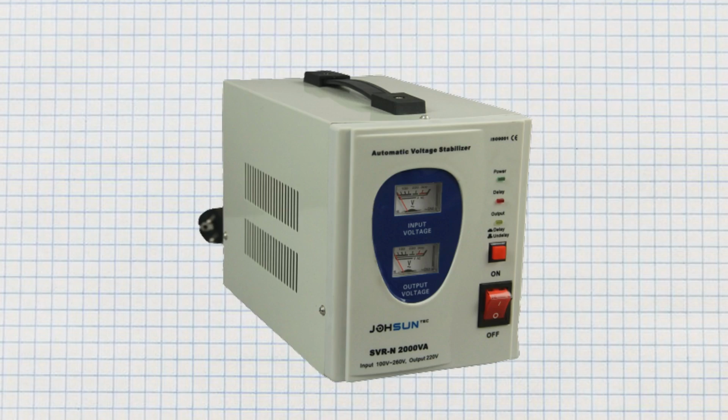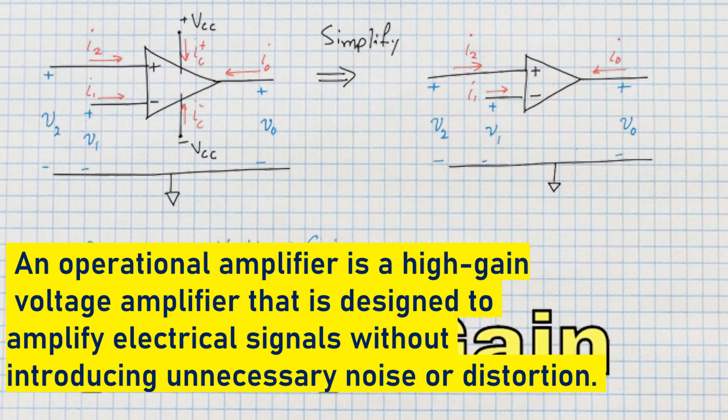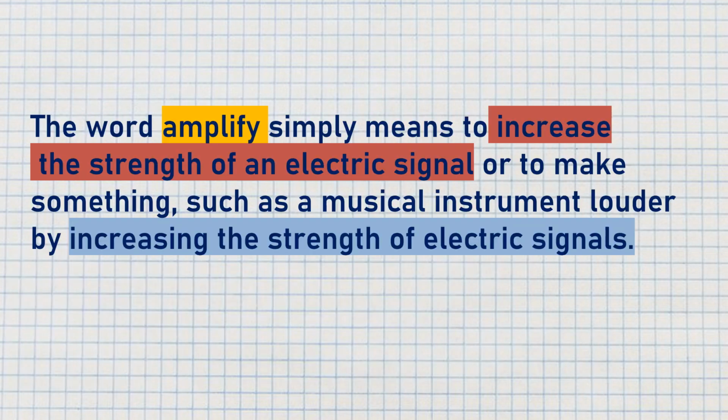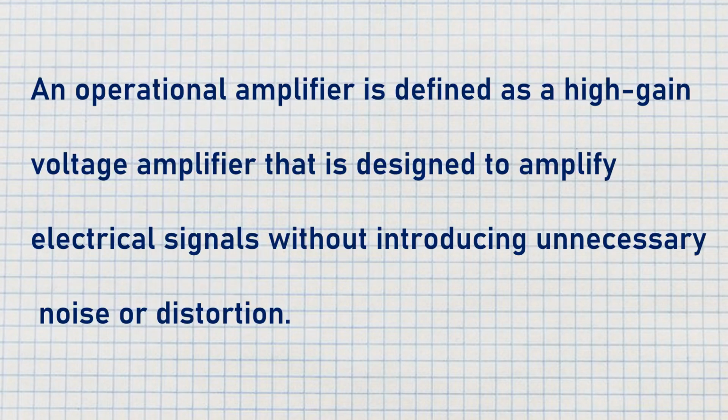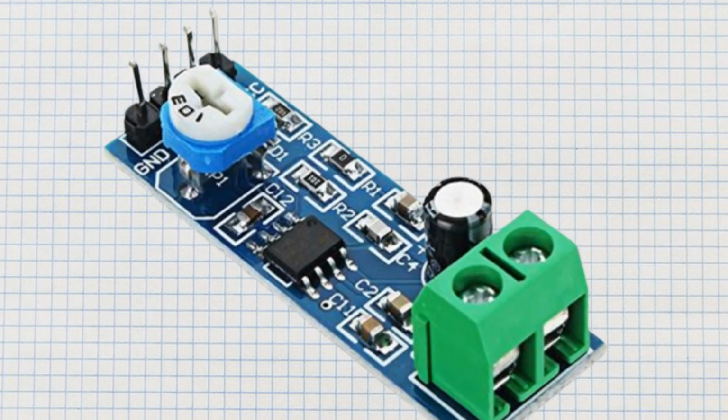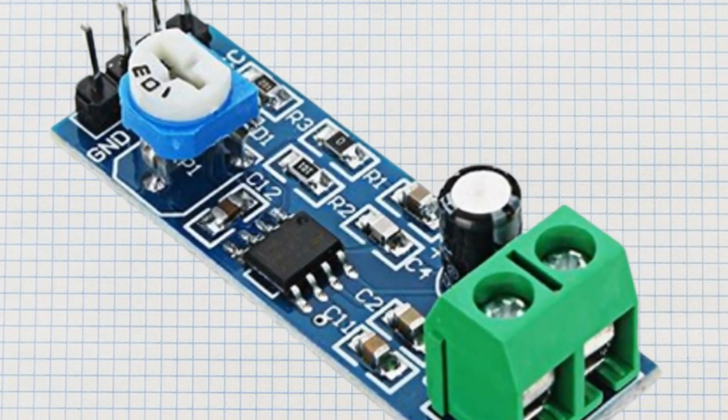An operational amplifier is a high-gain voltage amplifier that is designed to amplify electrical signals without introducing unnecessary noise or distortion. The word amplify simply means to increase the strength of an electric signal or to make something, such as a musical instrument, louder by increasing the strength of electric signals. So what is an operational amplifier? An operational amplifier is defined as a high-gain voltage amplifier that is designed to amplify electrical signals without introducing unnecessary noise or distortion. From our definition, note that we have said that an operational amplifier is simply a high-gain amplifier.